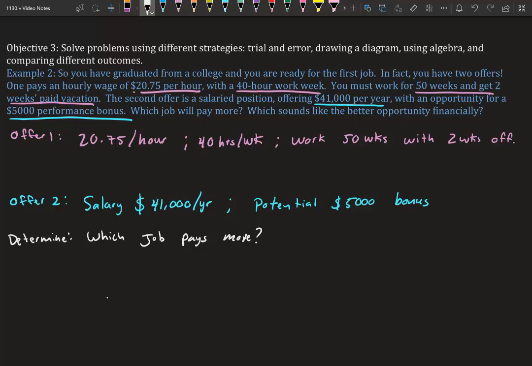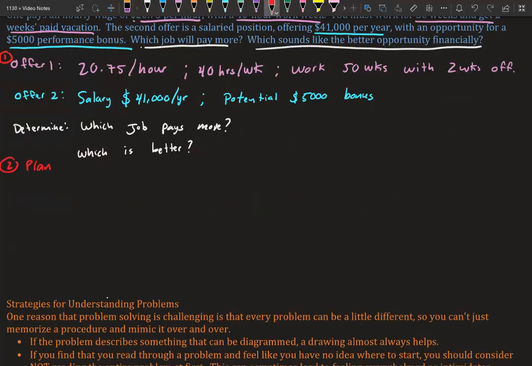And then we're going to ask ourselves which job is likely the better opportunity. And those are actually listed as the questions they want us to answer. So step two, we need to devise a plan. So our plan, we have to figure out how we're going to break this down.